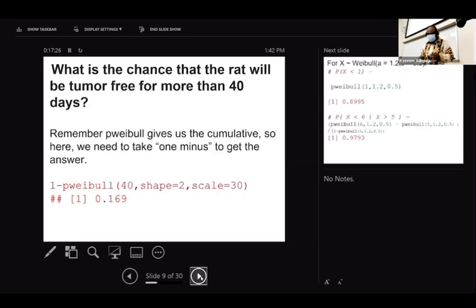Now, how do we use R to answer a probability question regarding the distribution? Take a look at this. You're already given the shape parameter and the scale parameter, and they ask you to find the chance that the rat will be tumor-free for more than 40 days.